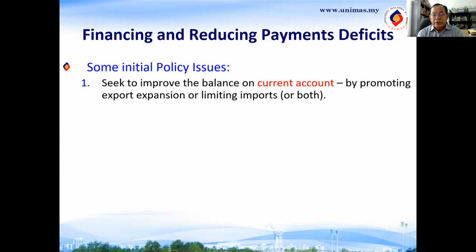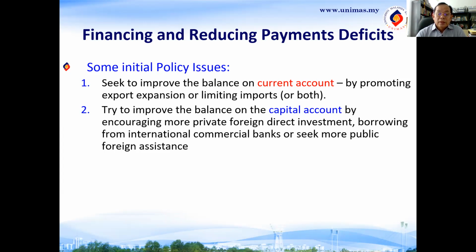Or if you cannot do that, then you try to limit the import. In other words, to reduce spending. Or better still, if you can do both. You promote export and at the same time limit imports. So the net result will be an increase in the balance of payment.